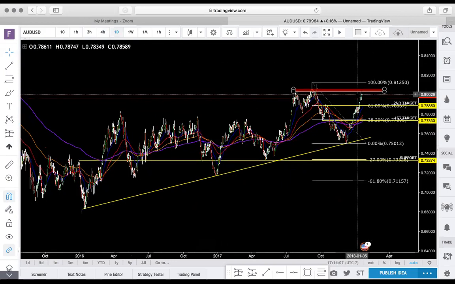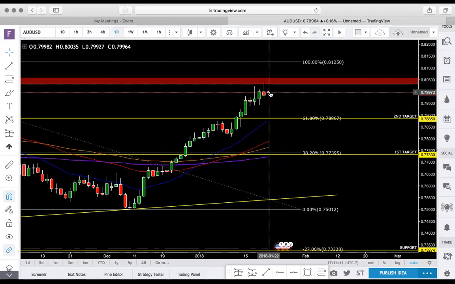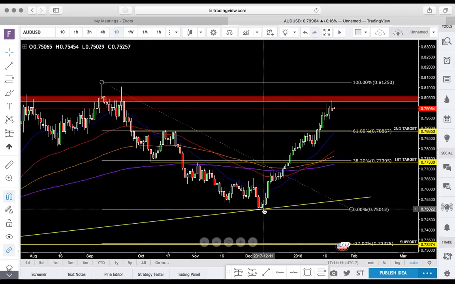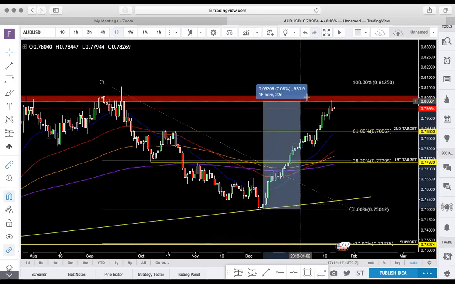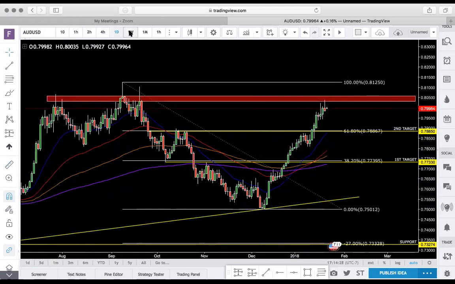Now there's always a chance that price could just break out to the upside, and that could very well happen. But after a move up from December of 2017 to now, this thing has moved up 530 pips. So we need a nice pullback before moving up to the upside again.